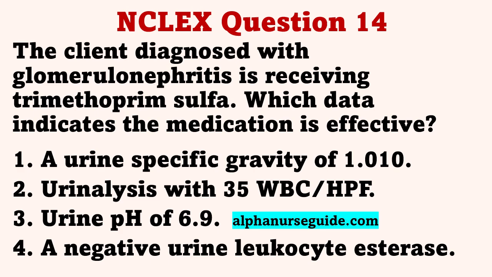Urine-specific gravity can indicate dehydration or water intoxication, but it will not provide information about a UTI. A microscopic value of 35 white blood count per high power field indicates a UTI, not that the antibiotic is effective. The normal value is less than 5 WBC per HPF. Normal urine pH is 5.0 to 9.0, but the pH does not evaluate a UTI.